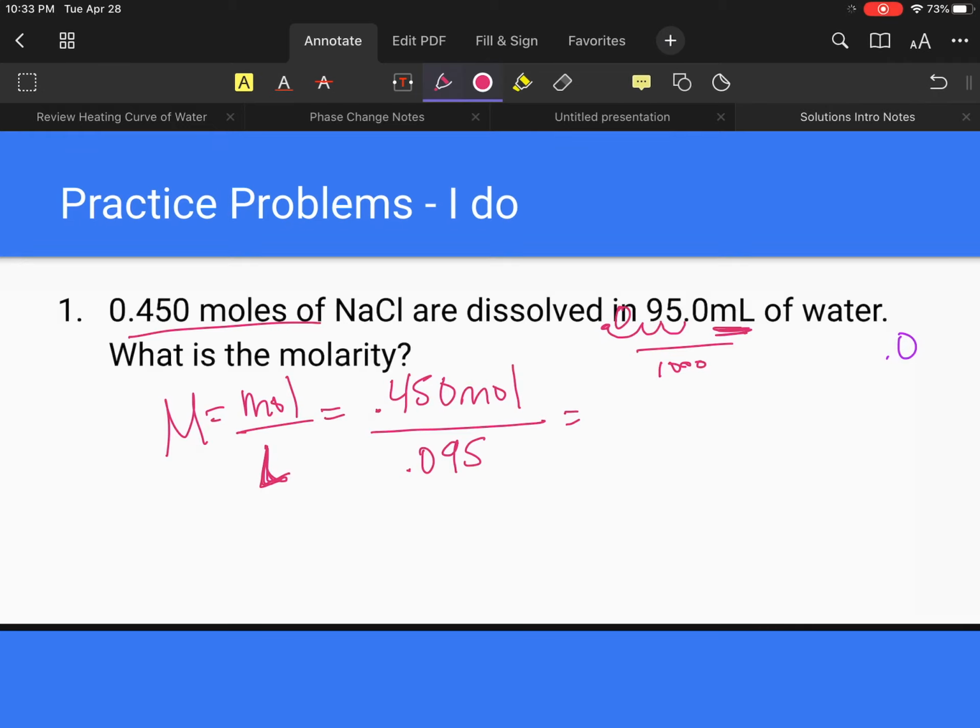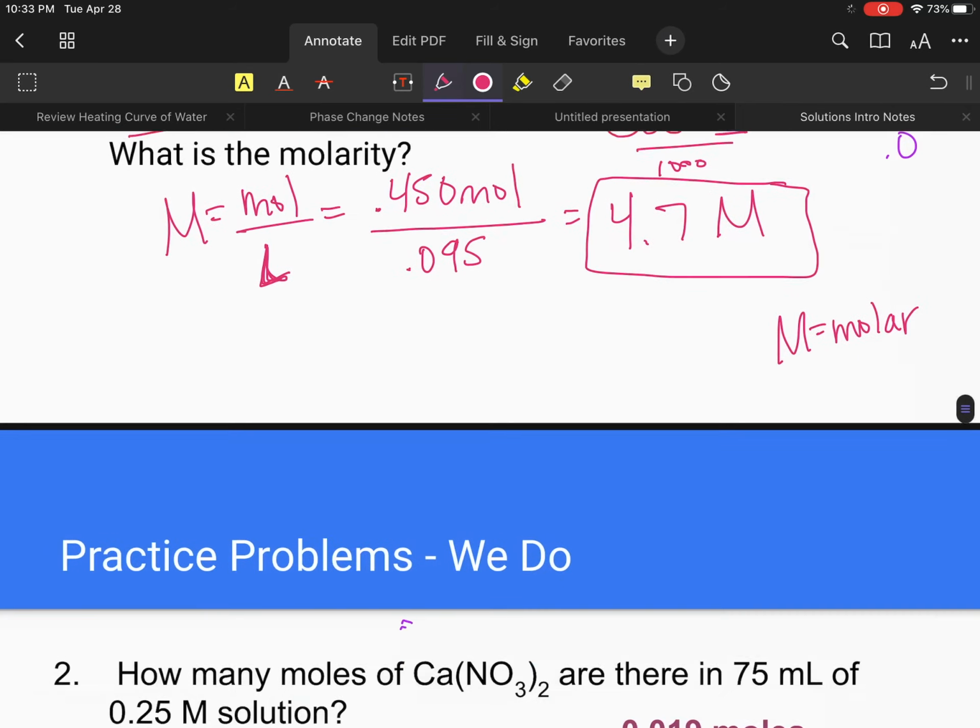So once I've done that, I'm just going to type it in my calculator, 0.45 divided by 0.095, and I end up with 4.7. And then we can abbreviate. When we're describing the concentration of a solution, we use a capital M, and that M stands for molar. It's kind of a shortened molarity. So I would say that's a 4.7 molar solution. Okay.